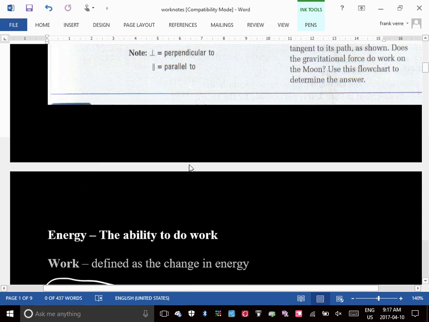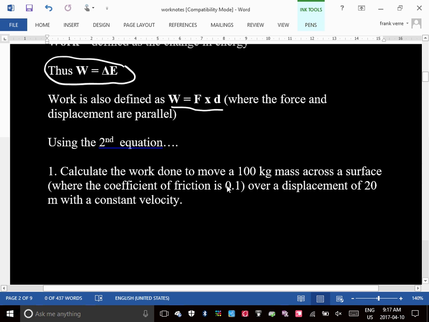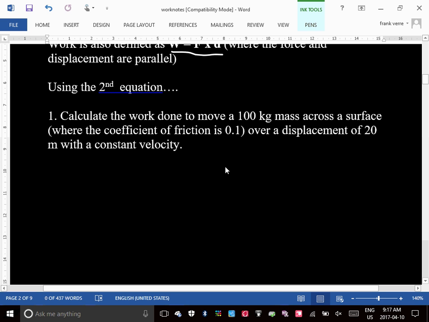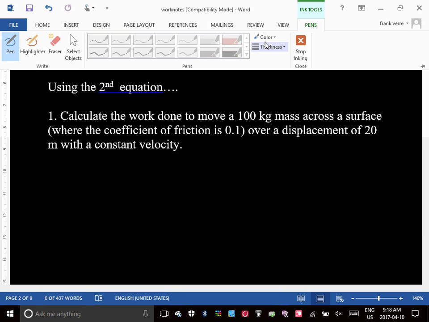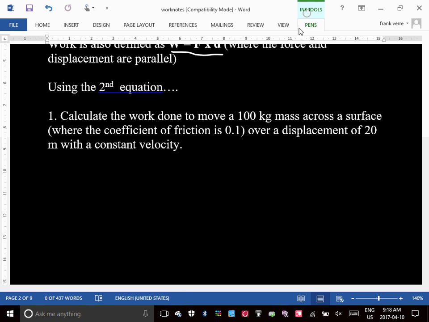Let's take a look at some examples with this equation where work is defined as force times distance. Again, remember, force and displacement have to be parallel. Look at one really simple question here. We have a 100 kilogram mass sliding over a surface. We have the coefficient of friction and we have the displacement. We're going to slide it with a constant speed. Now, we're going to start with the equation for work, and we're actually going to derive another equation.